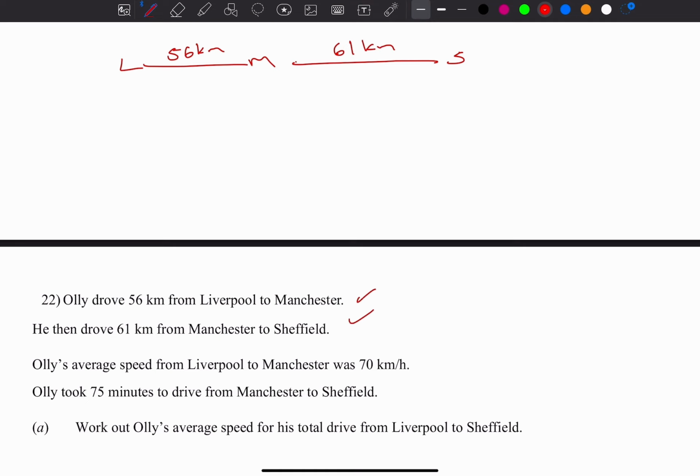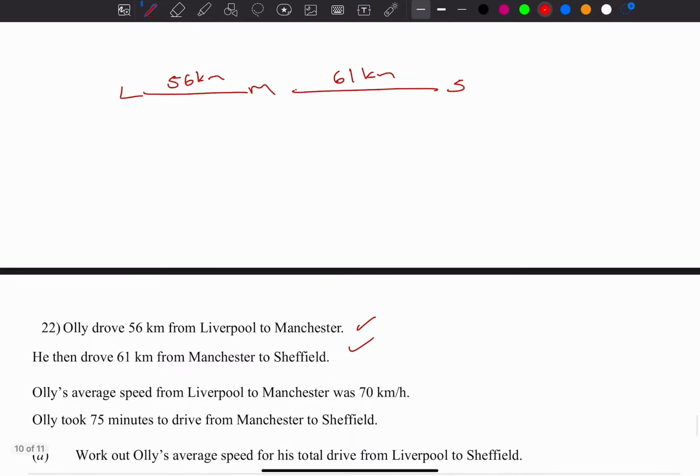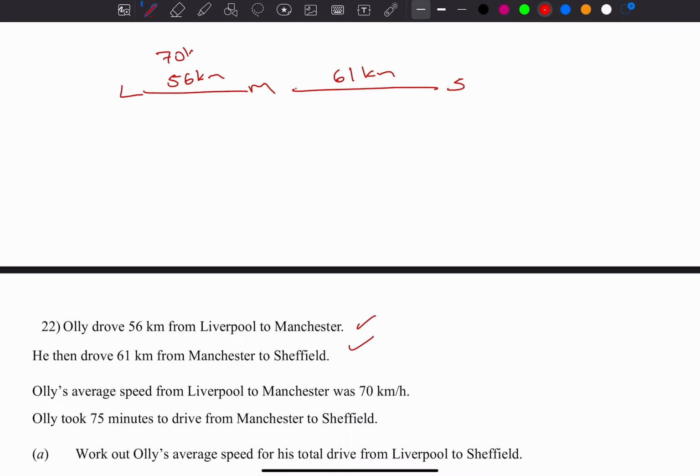On an average speed from Liverpool to Manchester, the speed was 70 km/h. It only took 75 minutes to drive from Manchester to Sheffield. That took 75 minutes. Work out the average speed.